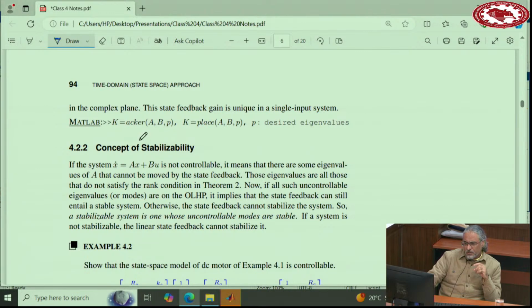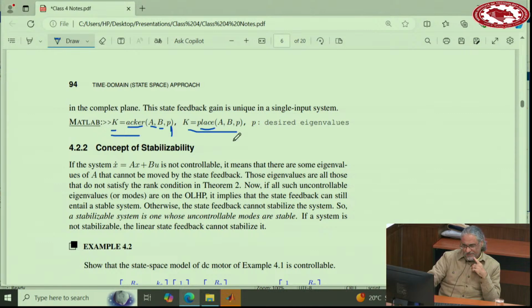Alright, so there are 2 commands in MATLAB that solve and find the state feedback gain K. One of them is acker, with A, B, and P. So you give A, you give B, you give the set of eigenvalues that you want. So you want the eigenvalues to be here, here, here, here. You put them in one vector, and it solves it and gives you the K. There is another command which is more general. The first command does not work for multi-input, multi-output systems, but this one works for multi-input, multi-output systems as well.